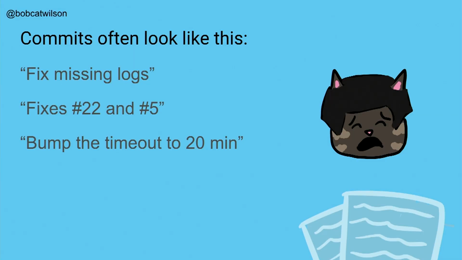And when we look at commit messages, this is often what we see. We see things like, "fix missing logs." But why were they missing? We see, "bump the timeout to 20 minutes." But why 20? Why not 30? Why did it have to change in the first place? All of that information is missing.